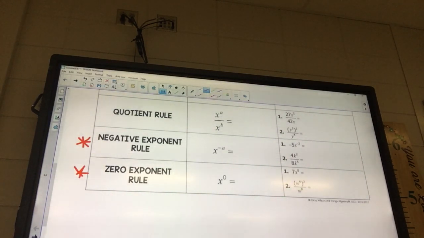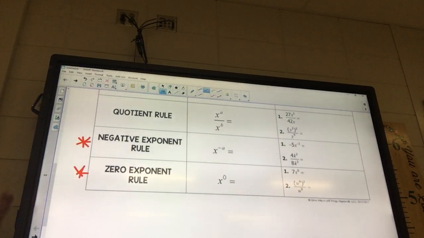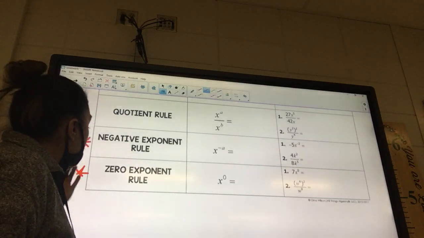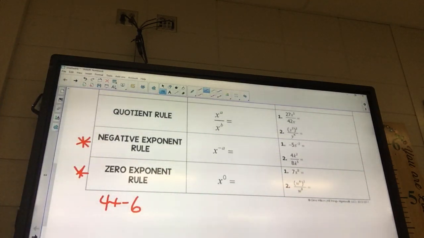Okay, and so when we have negative exponents, it's not allowed. By that I mean we never write 4 plus negative 6, right? We don't write like that.